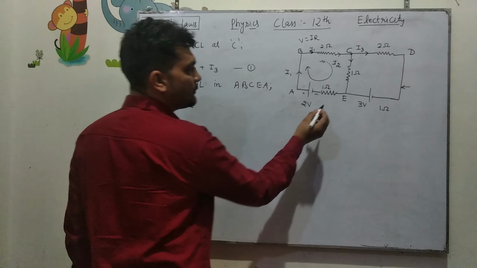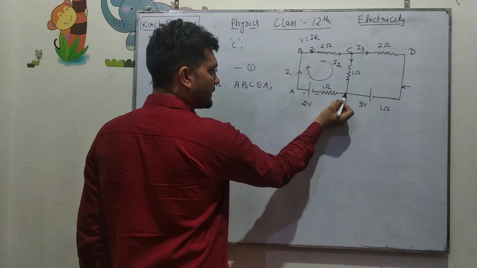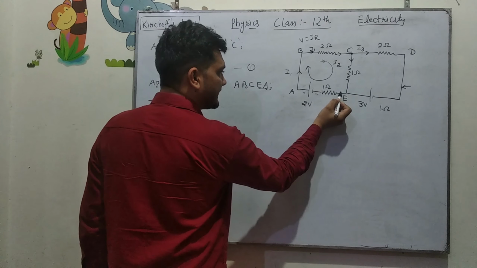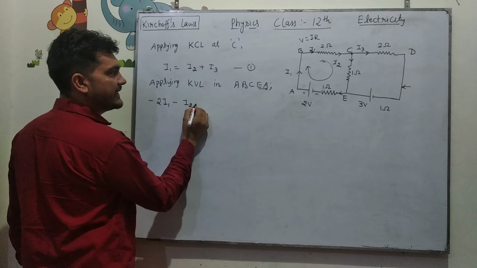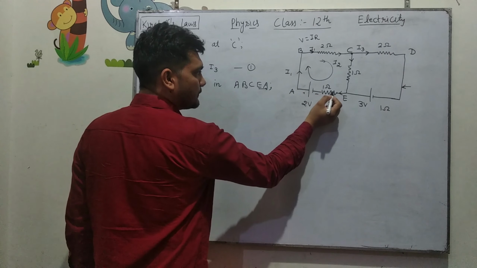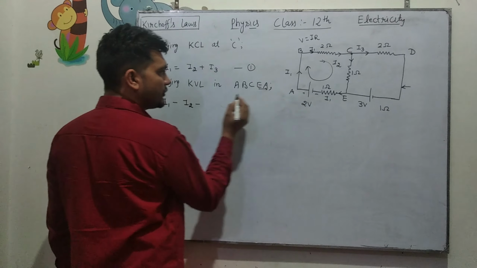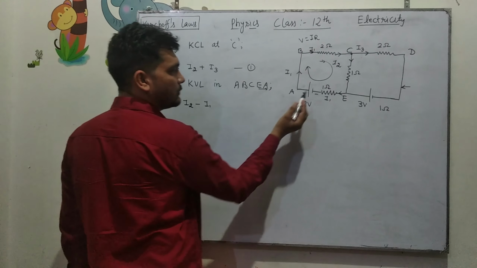So, how much is the drop of potential? We are moving in the direction of current. Look at this. We are moving from E to A and the direction of current is also in this way. Therefore, drop of potential means negative sign. Current in this resistance is I1. This is the current flowing through this resistance, I1. So, drop of potential is 1 I1. It means it is minus I1.